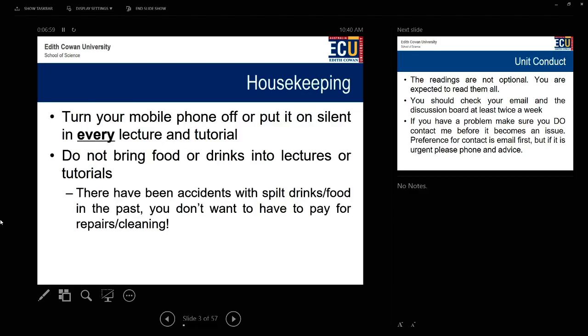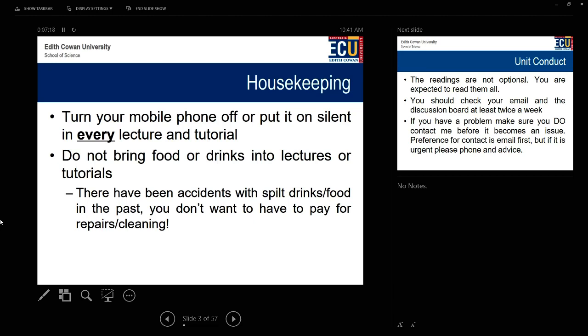A bit of housekeeping, please turn off your mobile phones or at least put them on silent. If you have got an emergency call, you can take that call by going out of the classroom. I don't mind that. But try not to take your calls inside the lecture room, because it is going to disturb the other students.